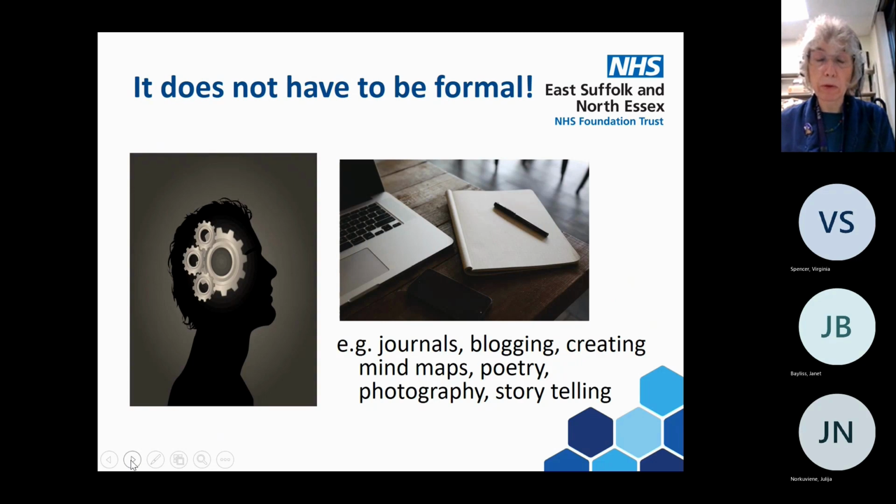Now, it's really important to emphasize that reflection doesn't have to be formal, and I've got various things on the slide there. It can be done as a personal journal, and there is a book which you've got a copy of that helps to facilitate that. You could do it online as a blog, perhaps as a mind map, whereby various concepts are linked together with connectors. So that can be helpful to put it down in a sort of graphic form. Poetry, not really me, but it might work for you. Photography, storytelling. So there's lots of different ways to reflect.